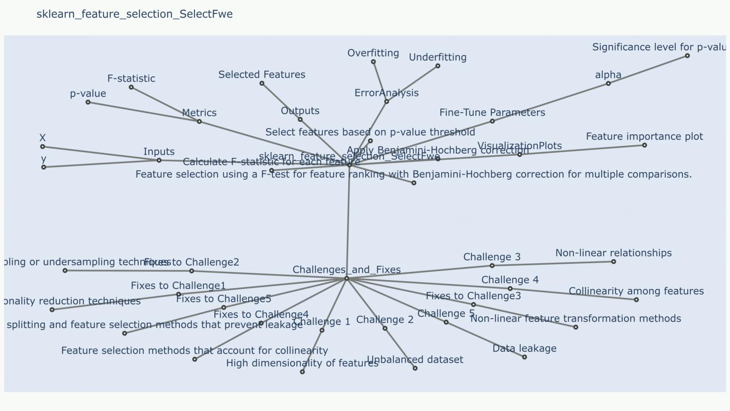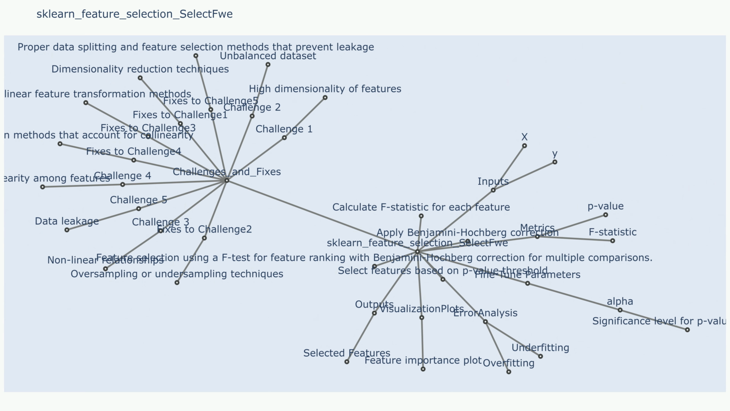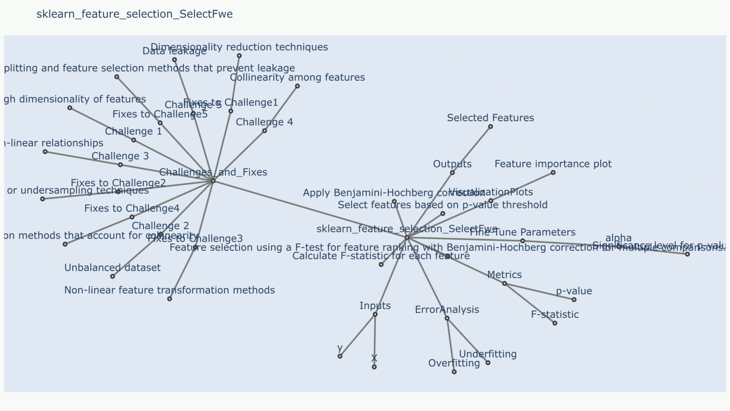Uncertainty methods. Permutation testing. This can be used to assess the stability of the feature selection results by randomly shuffling the target variable and rerunning the feature selection process. Bootstrap aggregating can be used to estimate the uncertainty of the feature selection process by resampling the data with replacement and repeating the feature selection process multiple times.